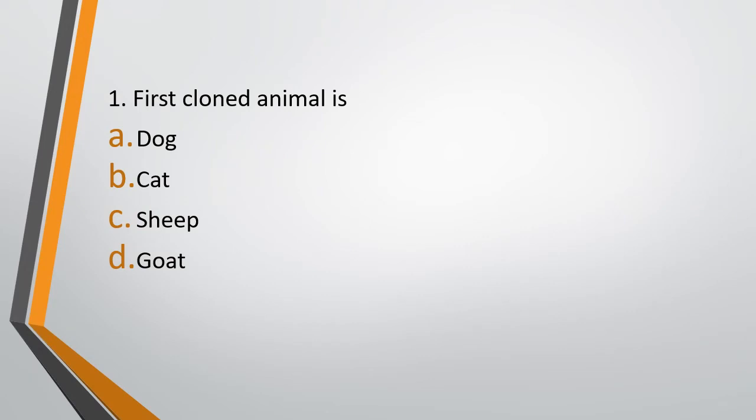Question number 1. First cloned animal is option A, dog, option B, cat, option C, sheep, or option D, goat. Which was the first animal to be cloned by humans? The correct answer is option C, sheep.